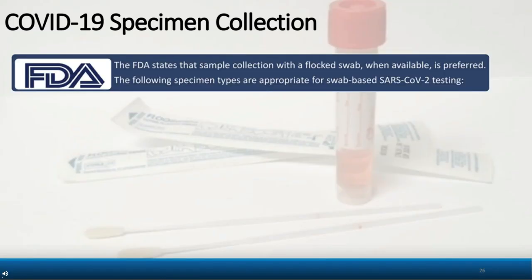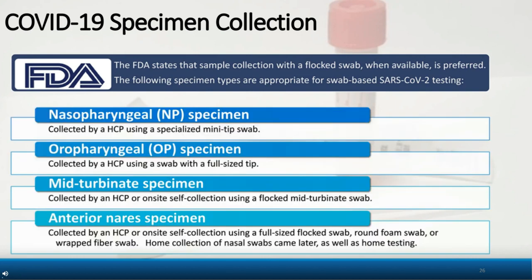So the FDA continues to indicate to us that the sample collection with a flocked swab, when available, is preferred, but there are other types of swabs that can be appropriate for collection as well, which are listed here on the slide for you. Again, a nasopharyngeal specimen should be collected by a healthcare worker using one of those specialized mini-tip swabs, and again, according to the FDA, the nasopharyngeal flock swab is still the collection of choice. But you can also use oropharyngeal specimens or regular sized swabs, full tip swabs.